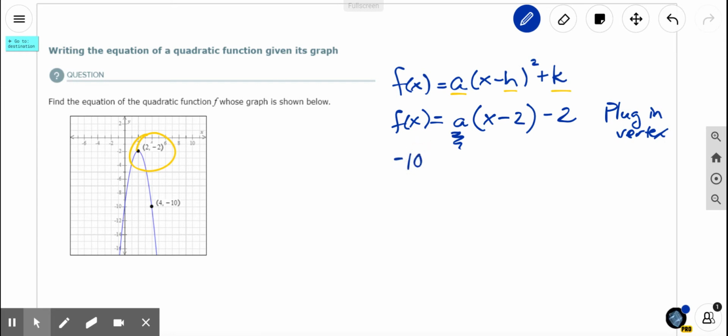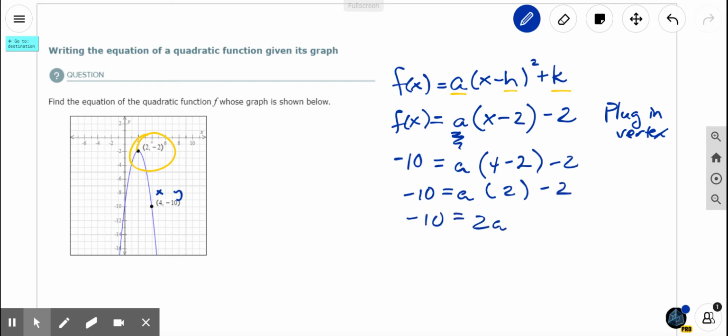We're going to substitute in -10, because this is your y, right? So -10 is equal to a, we don't know a, and then we're going to plug in 4 for the x, -2, -2. -10 equals a times 2 minus 2. So -10 is equal to 2a minus 2. I just multiplied these two together. And then we add 2 to both sides, and we're going to get -8 is equal to 2a, or a is equal to -4.